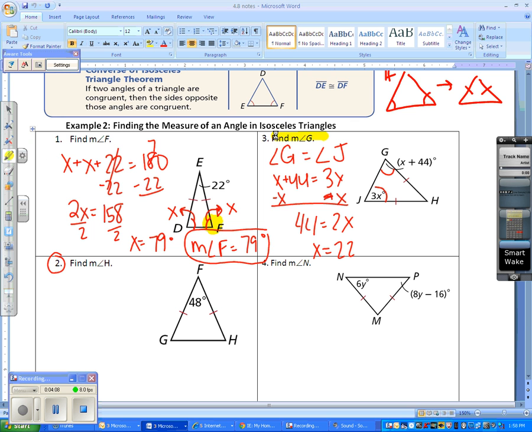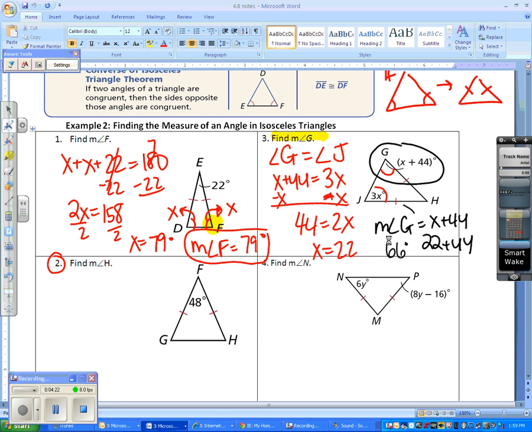But remember to go back to the problem. I want to find the measure of angle G. So then I'm going to have to plug in: measure of angle G equals x plus 44. So 22 plus 44. My final answer is 66 degrees. You could check your work by plugging into this next one. If you took 22 and plugged it in here, again, we said that they're the same thing. 3 times 22 is also going to be 66. So you're going to be responsible for finishing number 2 and number 4.